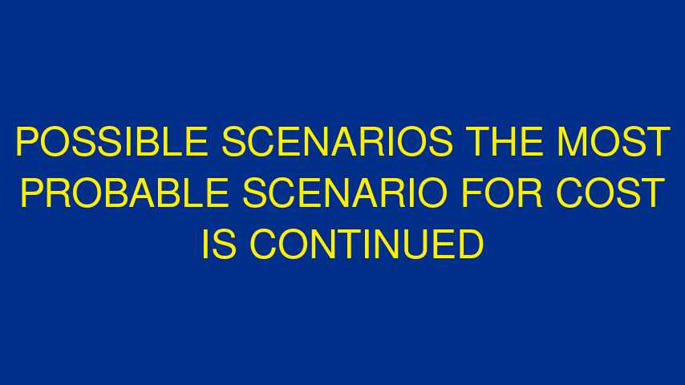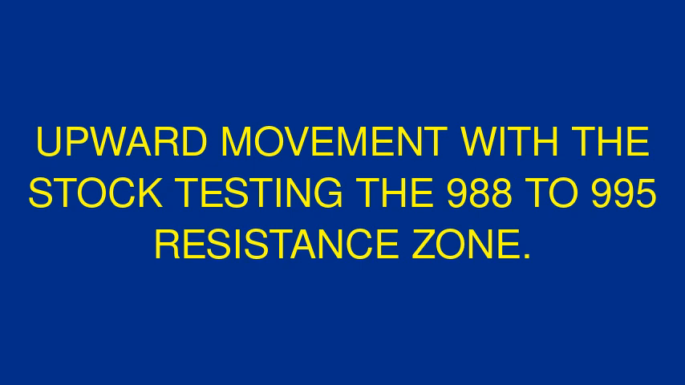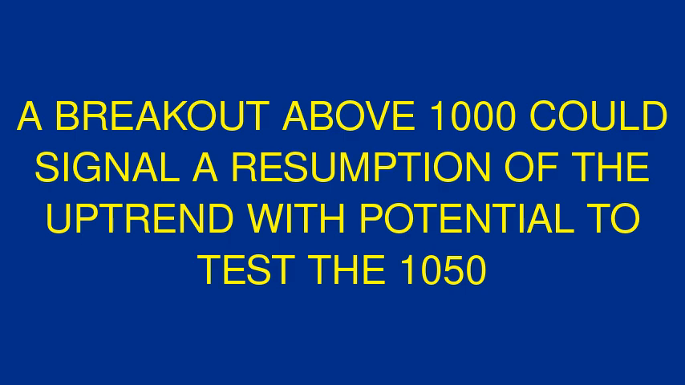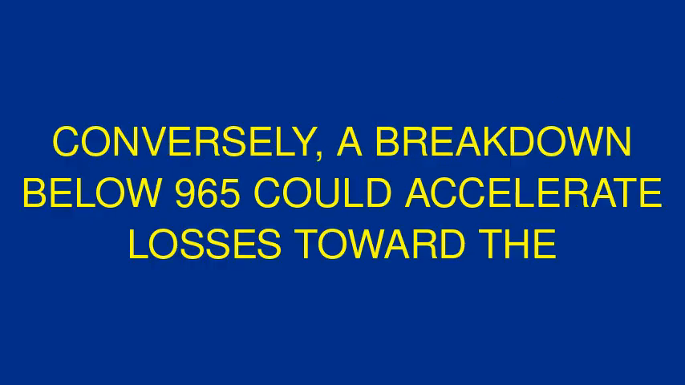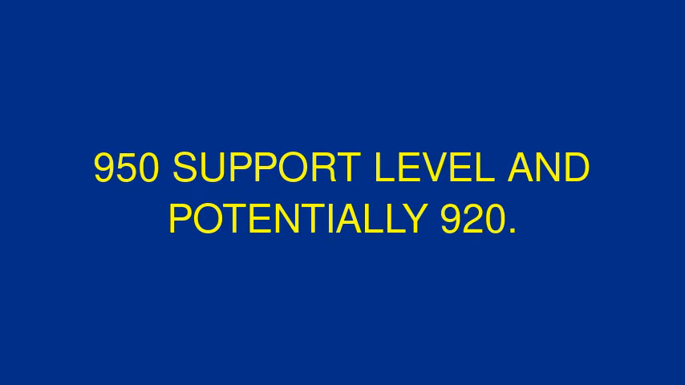Possible scenarios. The most probable scenario for cost is continued upward movement with the stock testing the 988 to 995 resistance zone. A breakout above 1000 could signal a resumption of the uptrend with potential to test the 1050 to 1060 resistance zone. Conversely, a breakdown below 965 could accelerate losses toward the 950 support level and potentially 920.